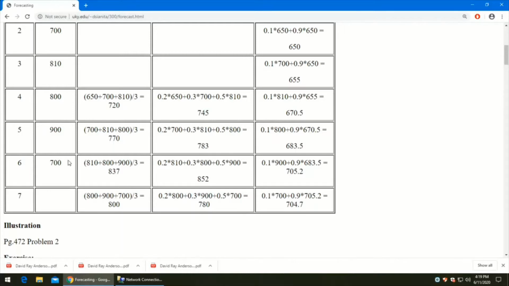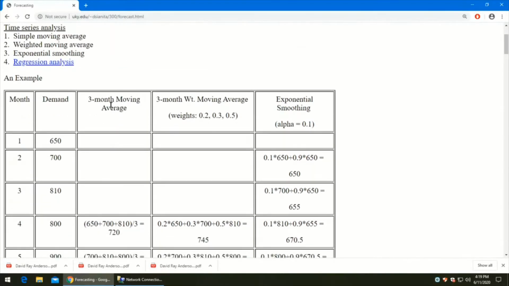Similarly, you need to know what the performance is in the 6 months. In this case, you just have months 4, 5, and 6. So you have 800, 900, 700, and you divide by 3, so you have the value. So this is just the 3-month moving average.